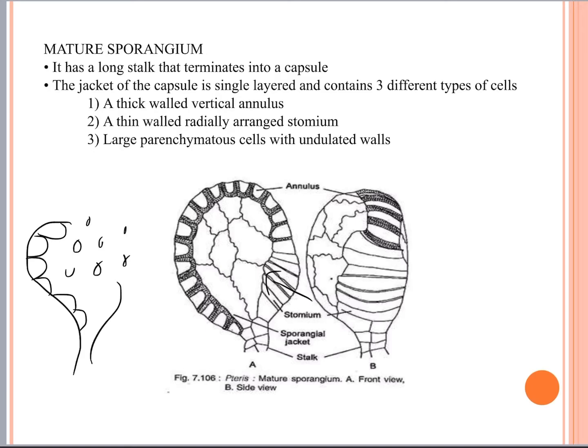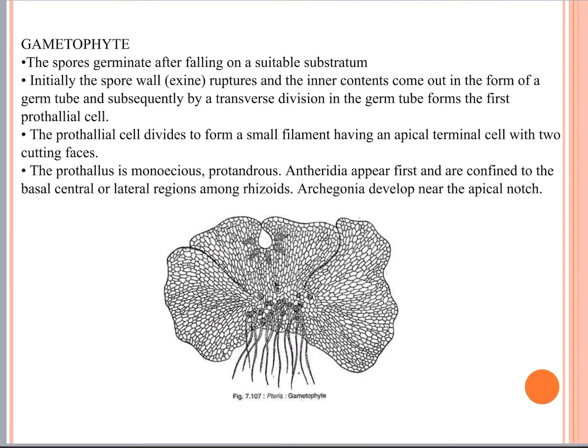The spores come out and they land on a suitable substratum. After falling on a suitable substratum, they germinate, and initially the spore wall, the exine, ruptures and the inner contents come out in the form of a germ tube, and subsequently by a transverse division in the germ tube, it forms the first prothallial cell. The prothallial cell then divides to form a small filament having an apical terminal cell with 2 cutting faces.